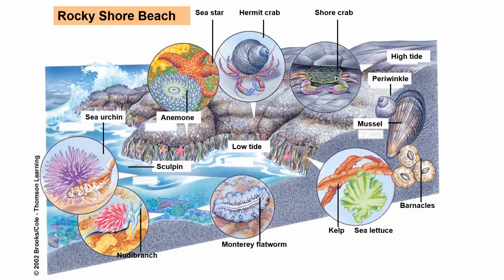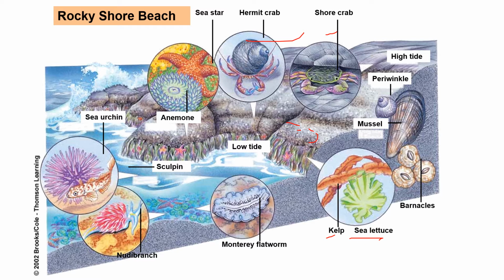The main primary producer of the rocky shore is the sea lettuce, kelp, or algae. The algae are attached to the stones of the rocky shore, and they are found in the low tide zone, where water is always present. Then in the slightly higher level you can find the hermit crab and shore crabs, and you can find the sea star at the bottom of this rocky shore.